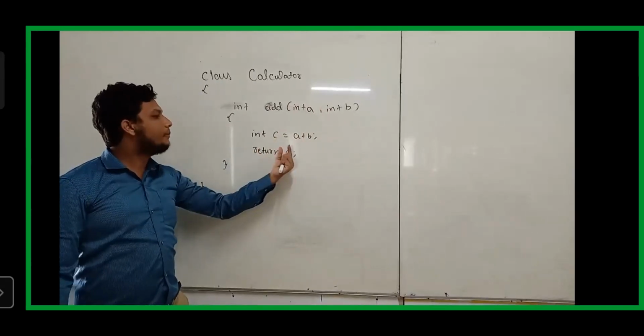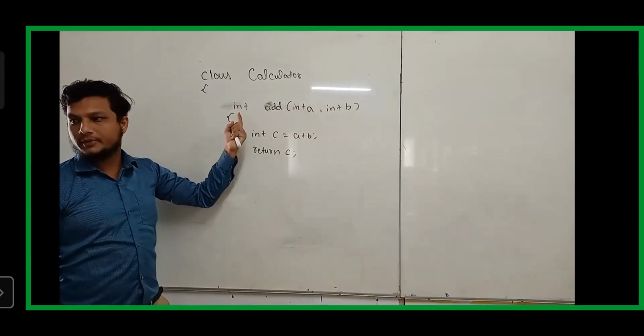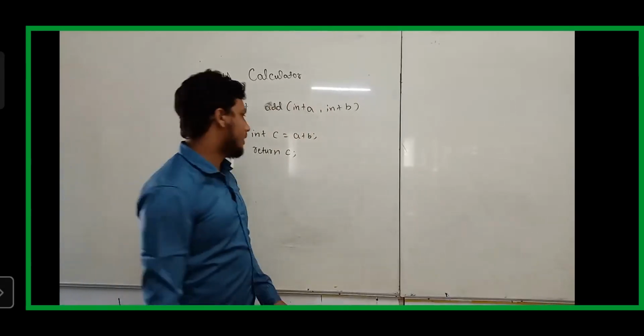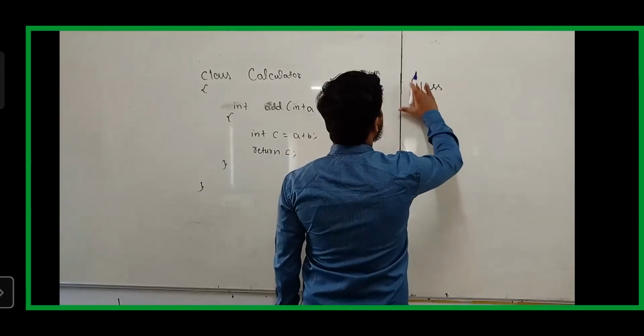That variable I am returning. Since I am returning something from this method, I have set the return type of this method as an integer. Okay. Next, what is required? I'll write something called class. This is small c.